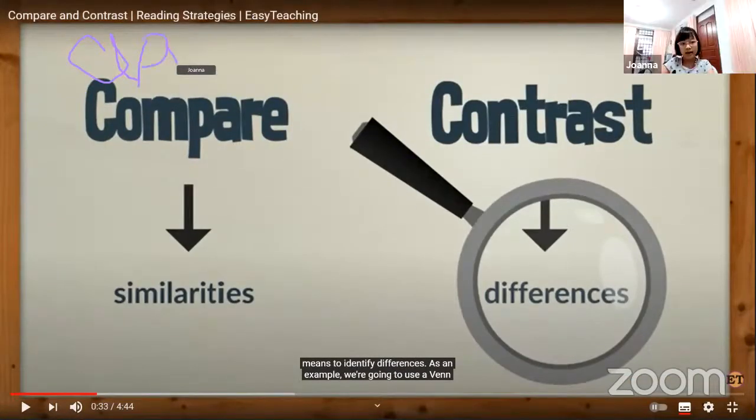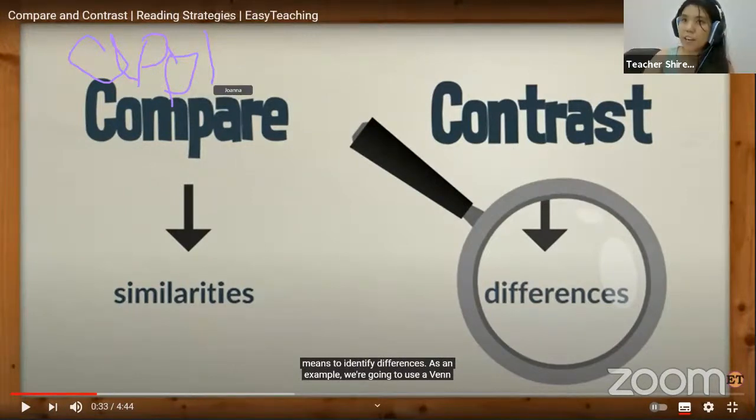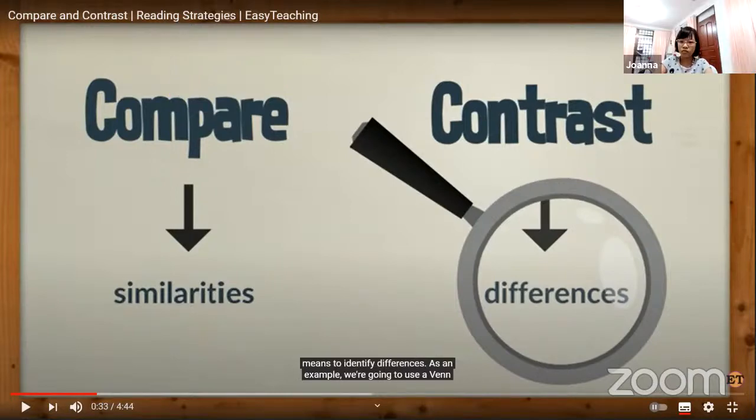It can be comparing anything. Let's say comparing Joanna and Jensen. Compare: both of you are the same in the way that both of you are human. What's the contrast? What's the difference between both of you? One is a girl, one is a boy.